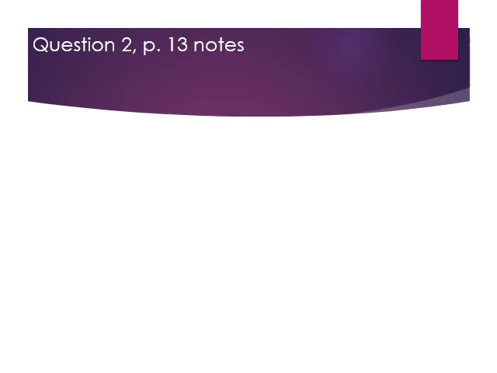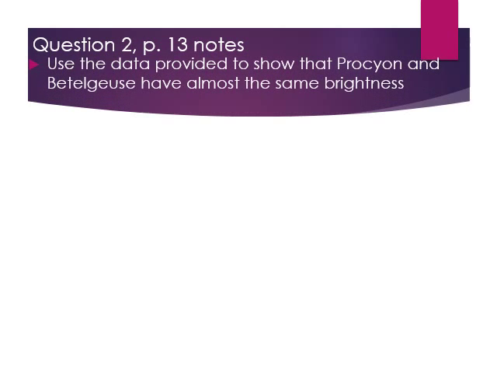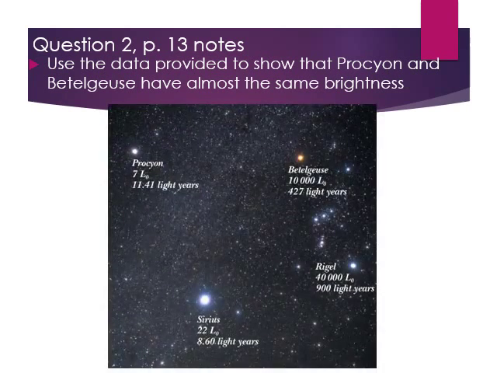Question 2, page 13 in your notes. Use the data provided to show that Procyon and Betelgeuse have almost the same brightness. In the picture below, we can see the data that we need to use. Luminosity is 7 for Procyon and for Betelgeuse 10,000. And the distance for Procyon 11.41 light years and for Betelgeuse 427 light years. However, we need to do something to those units before we can use them.